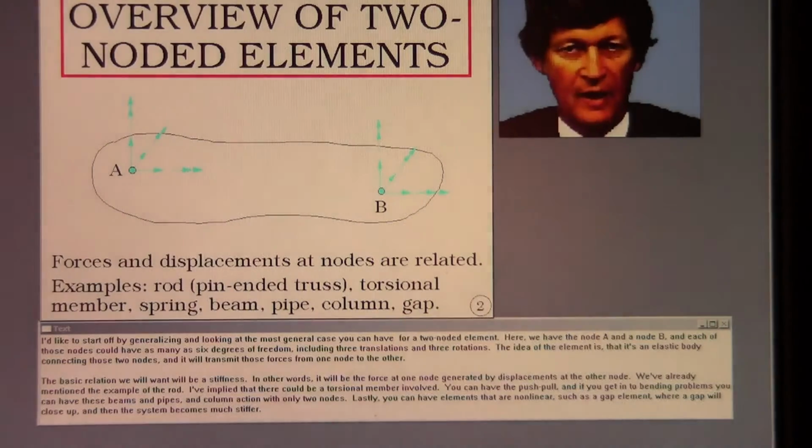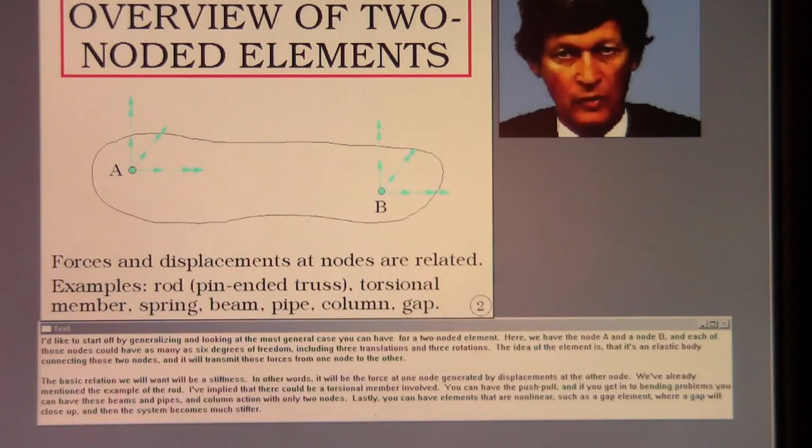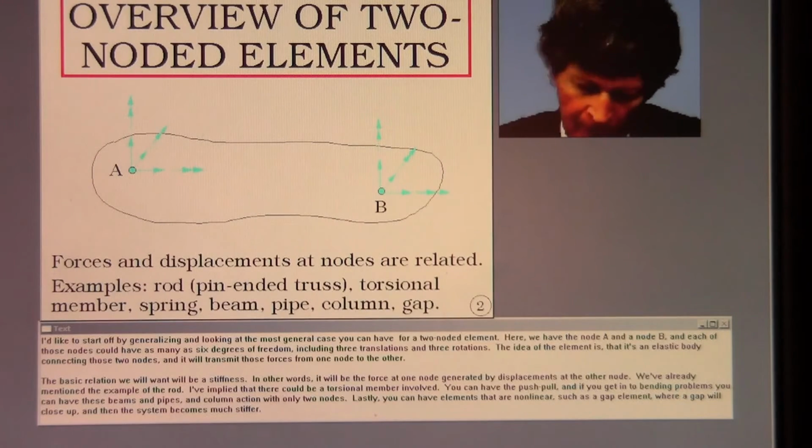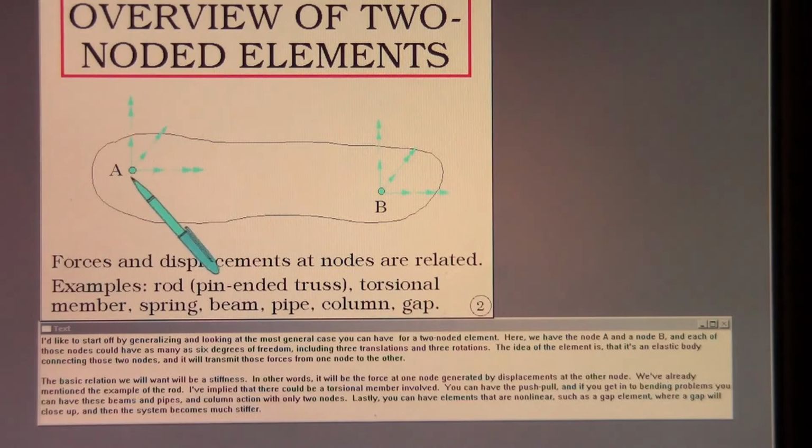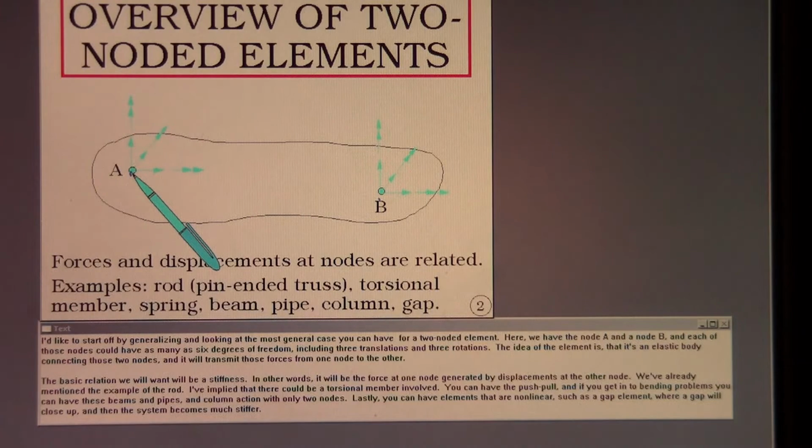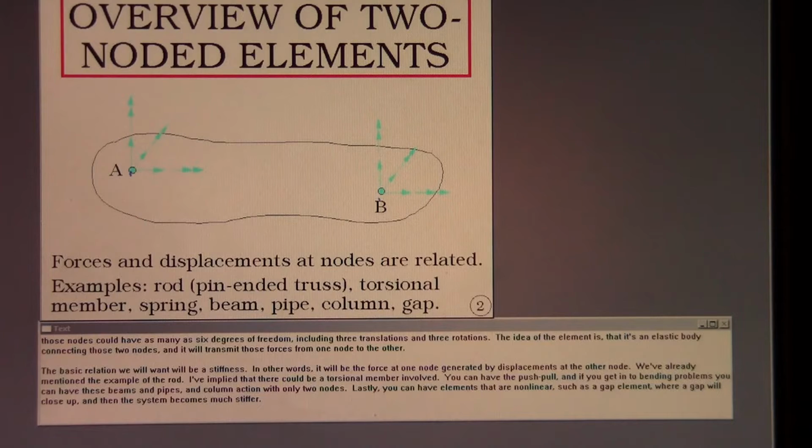I'd like to start off by generalizing and looking at the most general case you could have for a two-noded element. Here we'd have a node A and a node B, and each of those nodes could have as many as 6 degrees of freedom, including 3 translations and 3 rotations. The idea of the element is that it's an elastic body connecting those two nodes, and it will transmit those forces from one node to the other. The basic relation we will want will be a stiffness. In other words, it will be the force at one node generated by displacements at the other node.